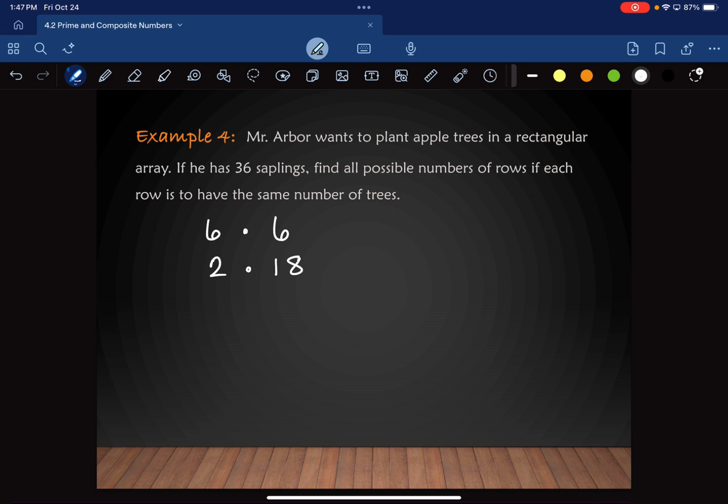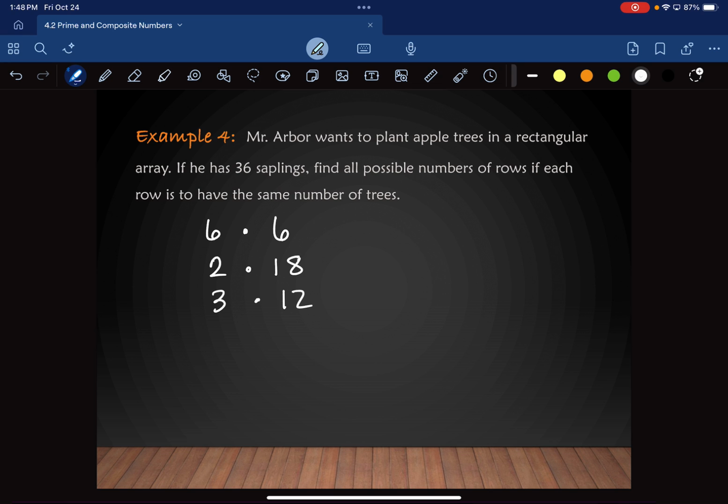All right, we've got 2 and 18, so we have 2 rows. We have 18 rows, depending on your perspective. So 2 rows of 18 or 18 rows of 2. What else could we have? 3 and 12. We've got 3 and 12. So 3 rows of 12 or 12 rows of 3.